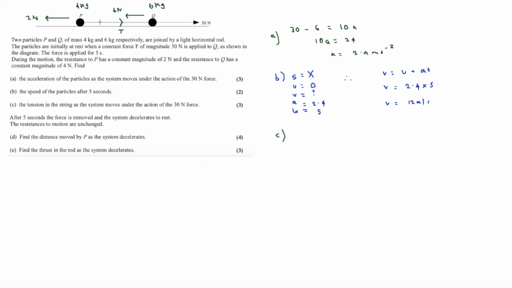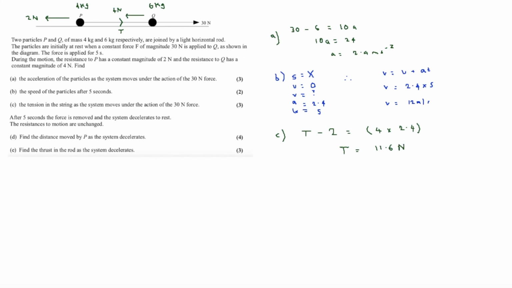So the forces acting in front of P are tension, and the force resisting this is going to be that 2 newtons. So that is going to be equal to mass times acceleration. Its mass is 4, and its acceleration is 2.4. Rearranging that, we're going to get that T is equal to 11.6 newtons.